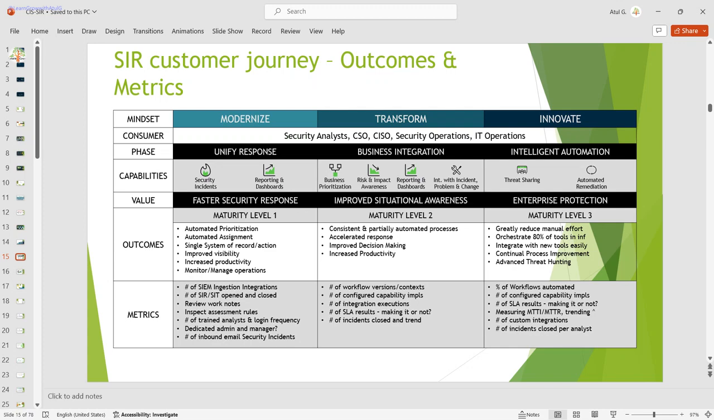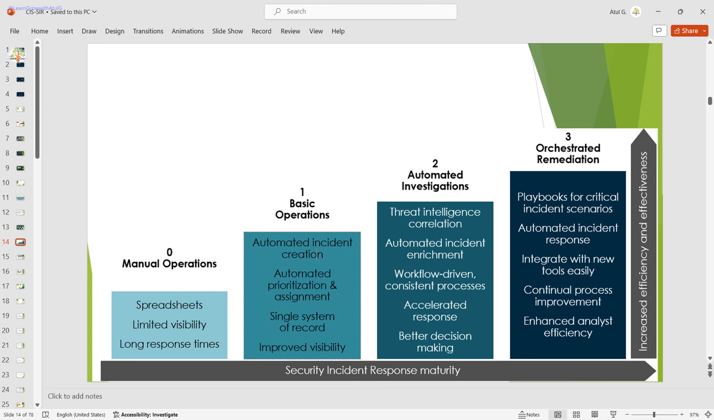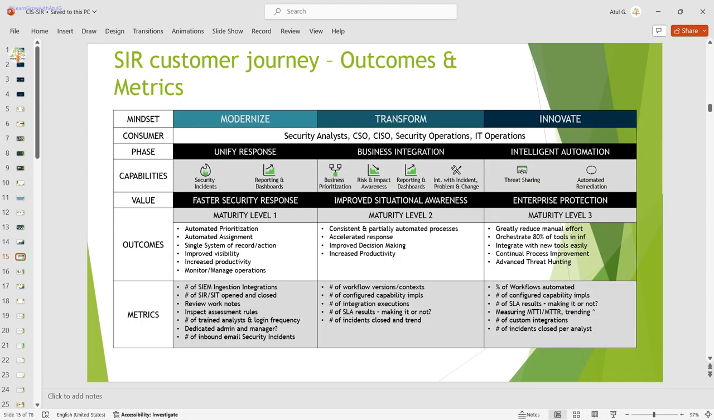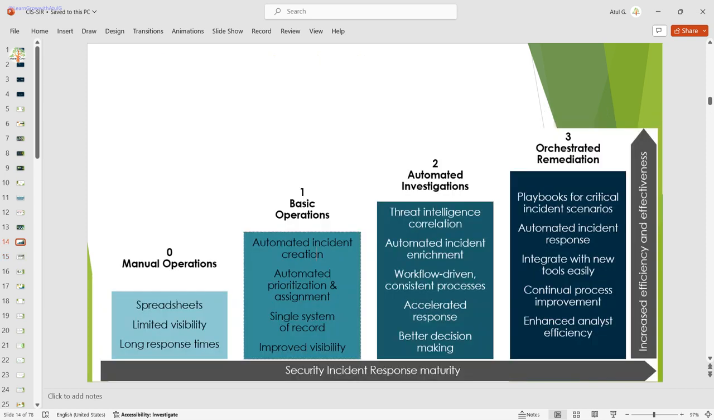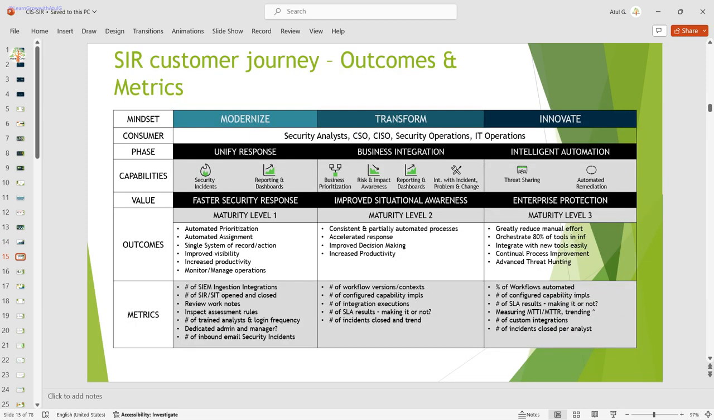So if this is my maturity cycle, it fits in these 3 areas: maturity levels 1, 2, and 3. And these are the outcomes I'm expecting if I follow this: my automation priority will be there, my single system will be there, improved visibility will be there. So the first 2 or 3 points come in this part. So I am at maturity level 1.